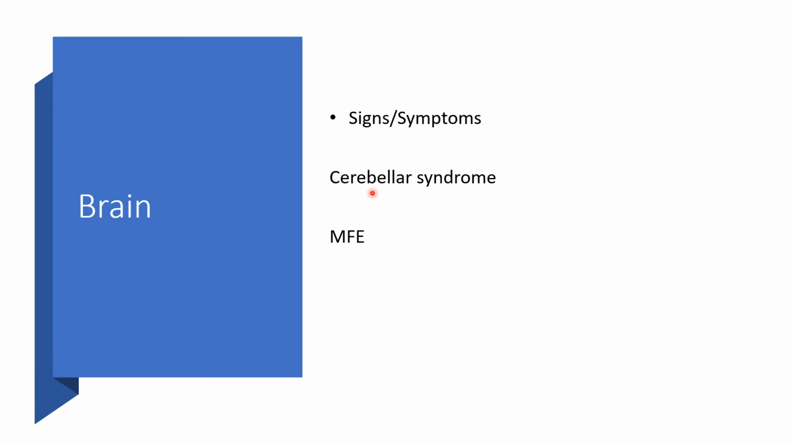And with cerebellar syndrome, the individual will have gait anomaly, abnormal posture, hypotonia, speech disorder, dysdiadochokinesia, tremor, oculomotor anomalies, dysmetria, and asynergia.